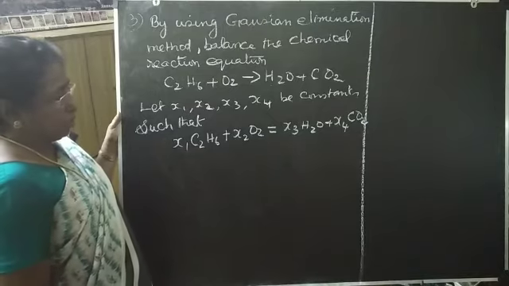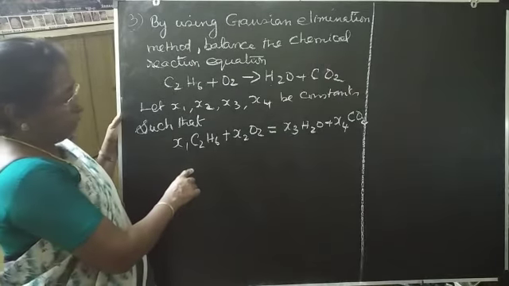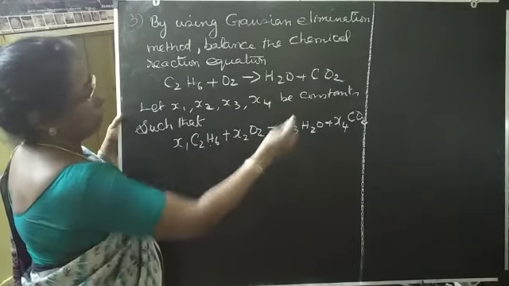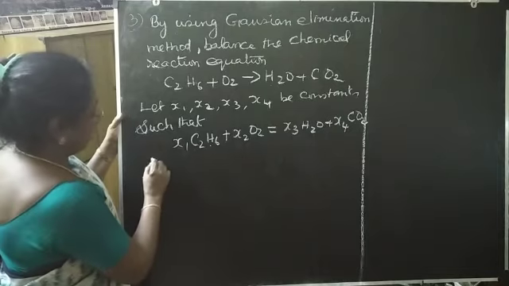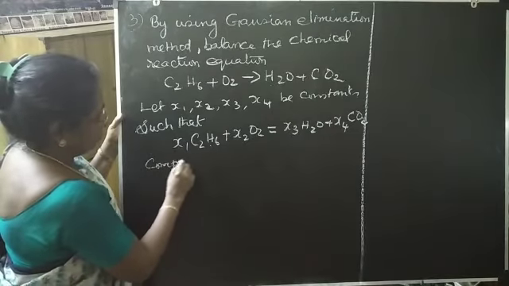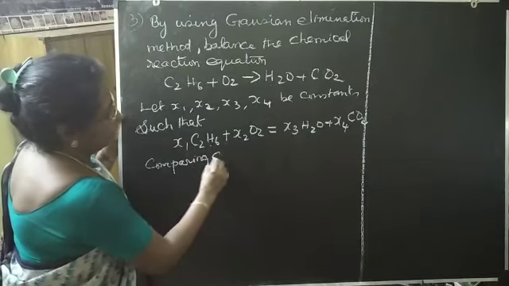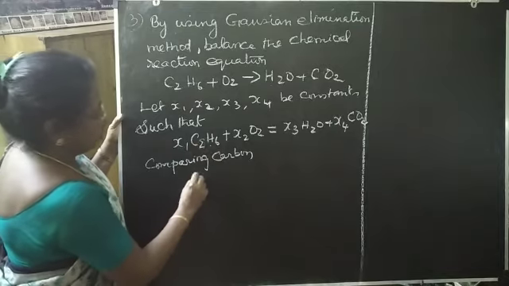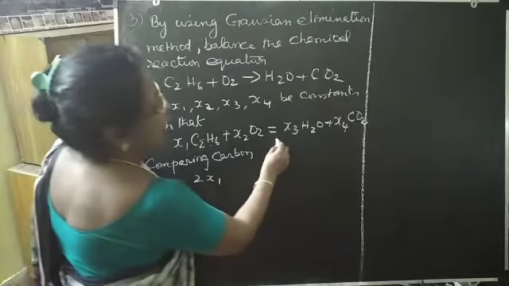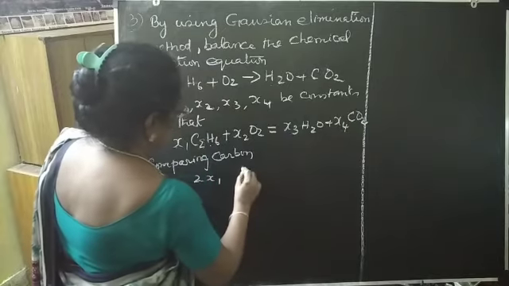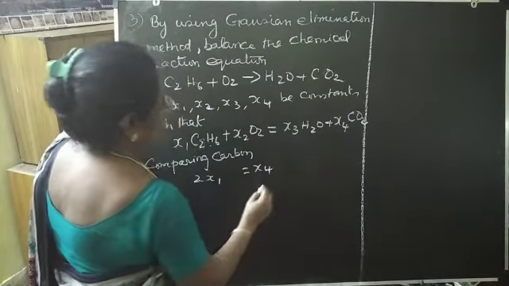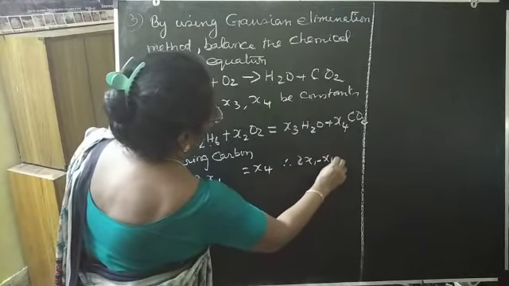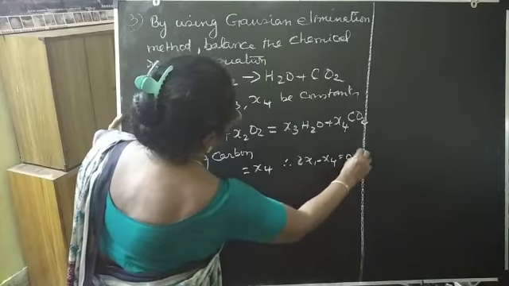Now in this equation, we are going to equate the number of carbons, hydrogen and oxygen on either side. So comparing the carbon, here we have 2 carbon, so 2x1. This side, how many carbons do we have? Only 1 carbon. So this is equal to x4. Therefore 2x1 minus x4 is equal to 0 is the first equation.